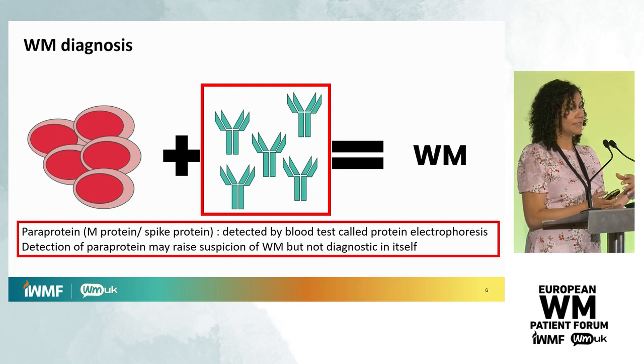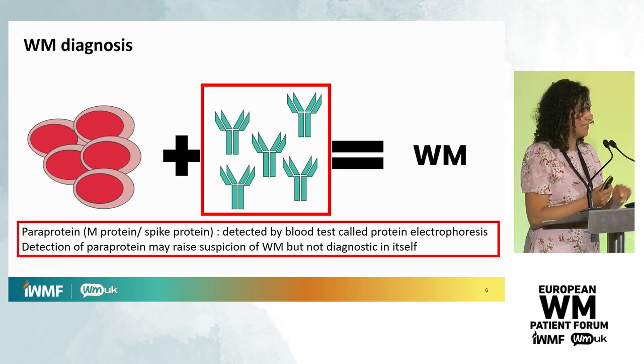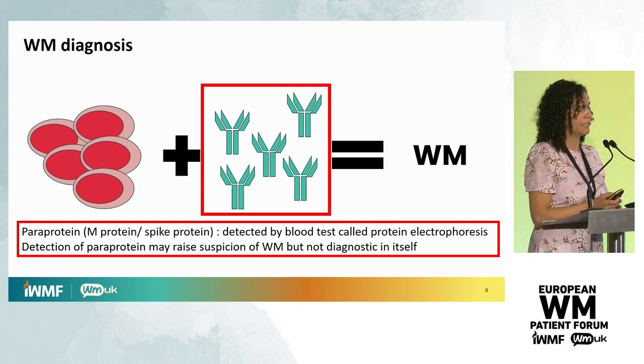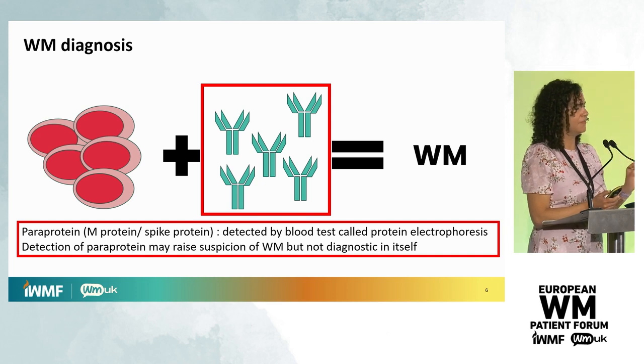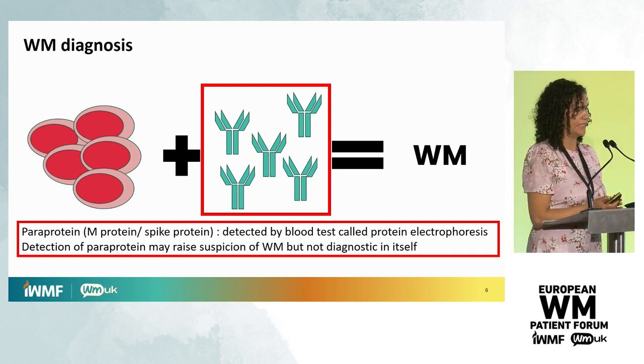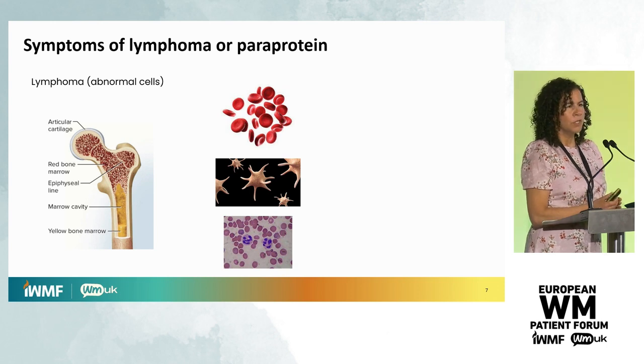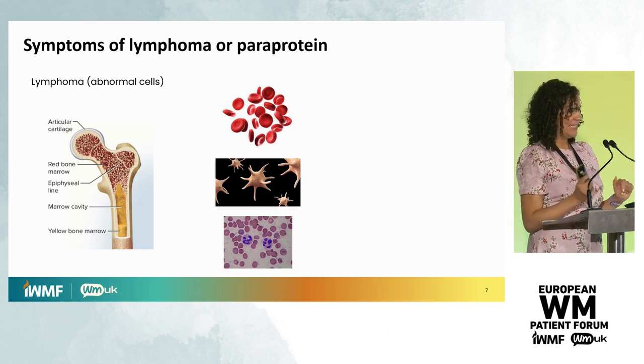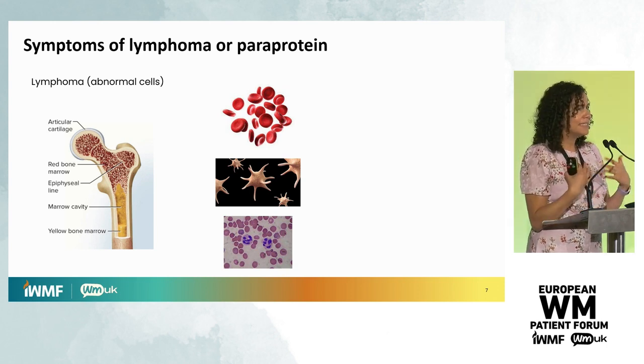And that can lead to the suspicion, we might suspect if we see an IgM paraprotein that someone has WM, but in itself is not diagnostic because then we have to look for the abnormal cells, as I've said. So that's a bit about the diagnosis. So how might it present?